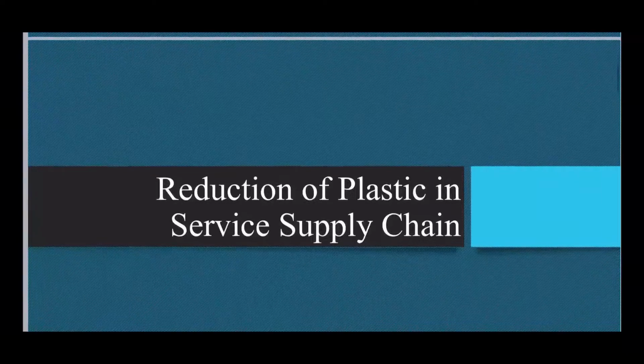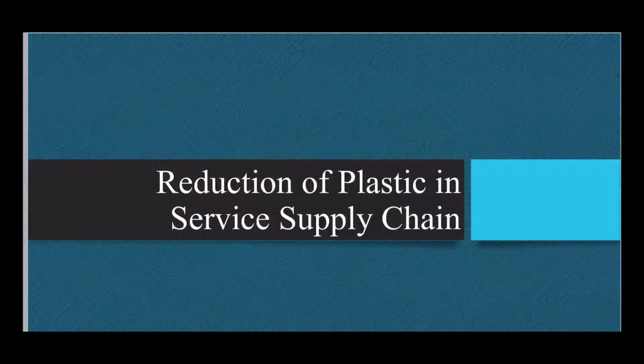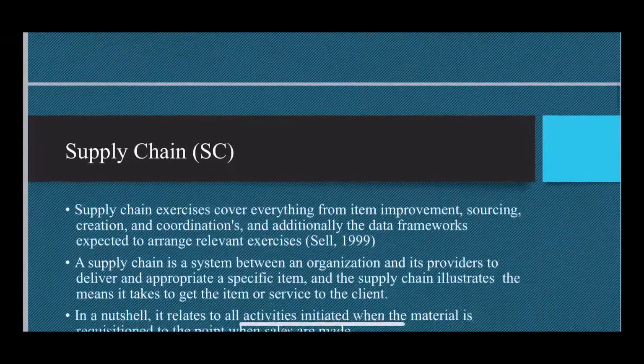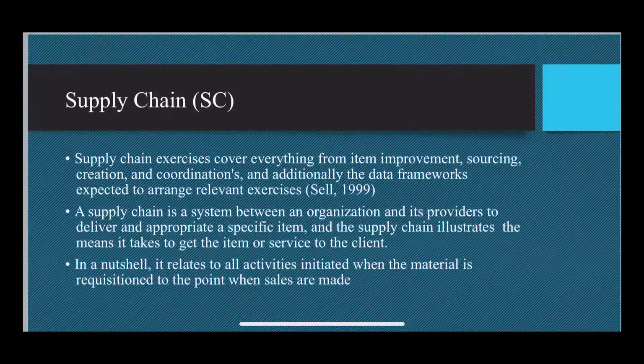So this is my student ID number, and today I'll be talking about reduction of plastic in service supply chain. I'll start off by telling you what supply chain basically is. It refers to the activities that take place in regards to procuring the material to finally delivering the finished product to the consumer. A supply chain is a system between an organization and its providers to deliver an appropriate specific time, and the supply chain illustrates the means it takes to get the item or service to the client.